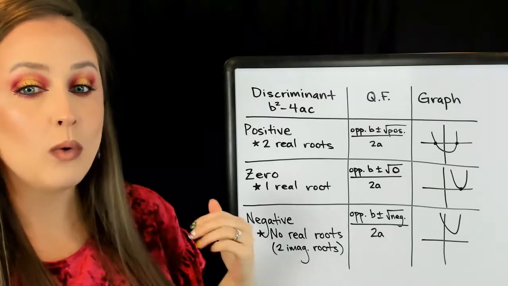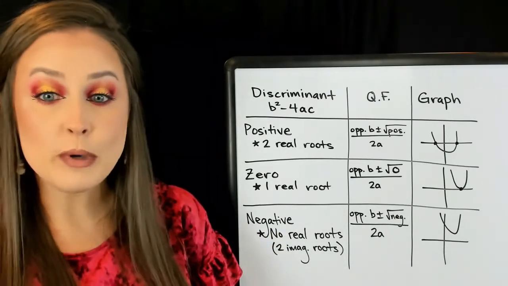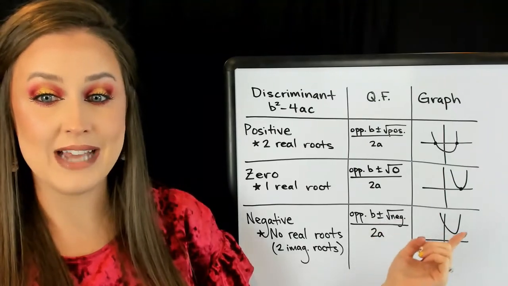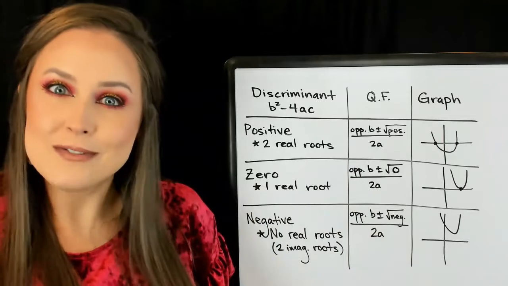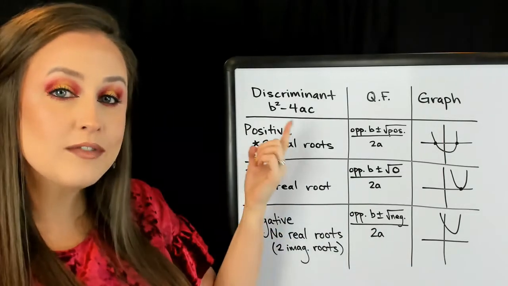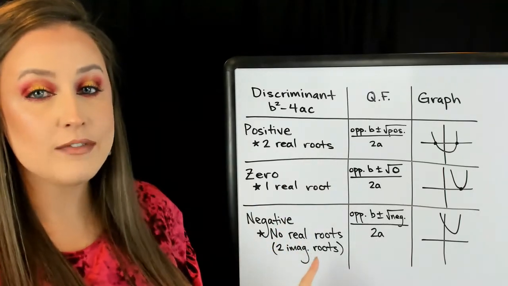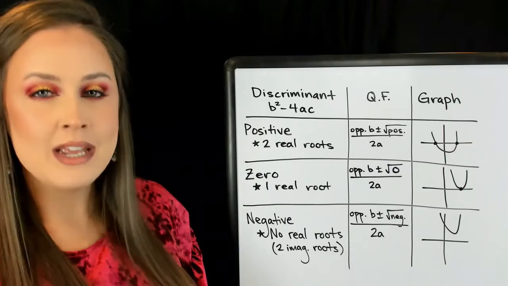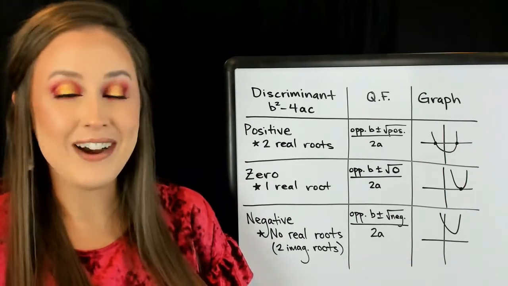Now, when you get a negative number underneath, any negative number, that means your parabola is not going to cross your x-axis at all. They don't have to cross. A lot of times they do, but they don't have to. So if you get a negative number underneath the root, if you get a negative discriminant, you're going to have no real solutions at all. You're going to have two imaginary solutions. So those are going to be solutions, but it just means that your parabola will not cross your x-axis.